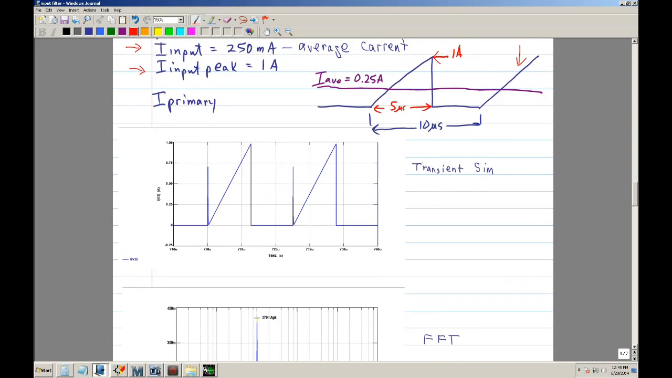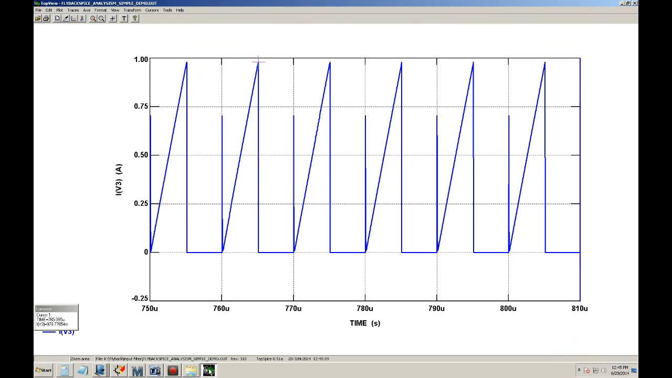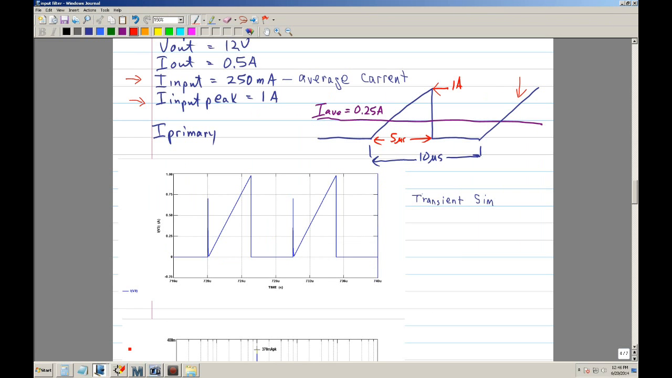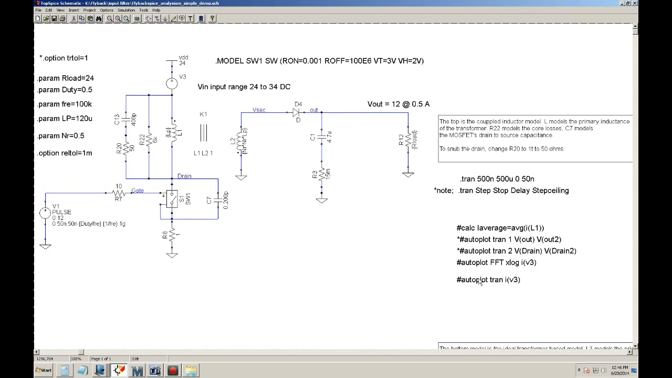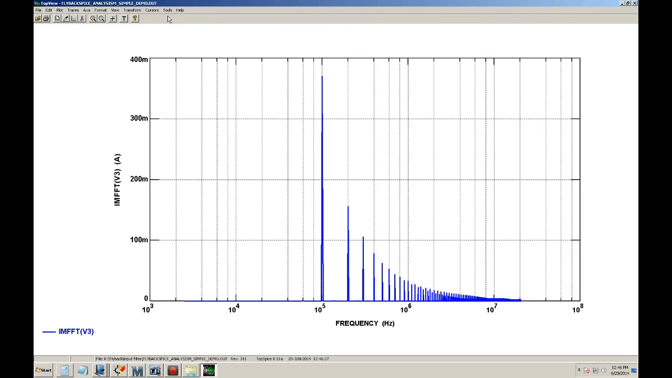Now what you want to do is get the FFT of that waveform. You can do that by doing an FFT of that particular current. Let me delete that or comment it out. Now it says that I'm going to do an FFT on IV3, which is the current through the input. Here are the harmonics. The harmonic at 100 kilohertz has an amplitude of 370 milliamps peak.